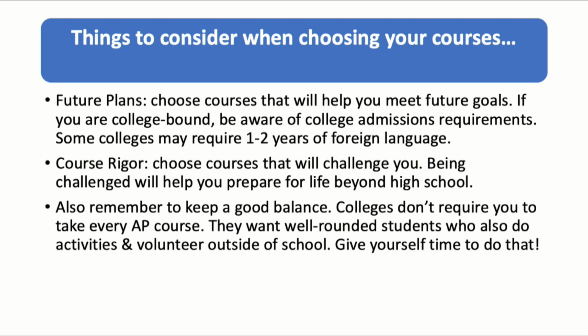And then also, as a reminder to everybody, a balance is really important when picking classes. Colleges do not require you to take all 5 AP classes every single year. It's important to be a well-rounded student, so make sure that you have time to do extracurricular activities or to do things that can help build your resume. So think of those things when selecting advanced and honors classes, and know that there are things that are just as important as taking an advanced class.